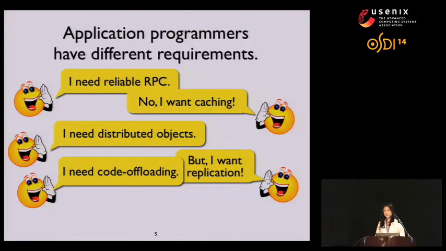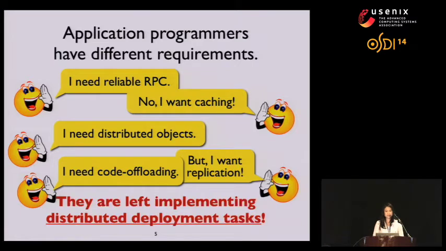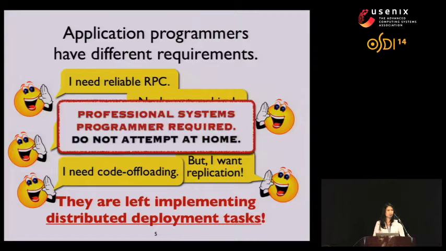And this has led to an interesting situation where application programmers implement the things that I have listed on this slide, which are complex distributed deployment tasks, directly in their application, or they use their application to stitch together a bunch of systems that provide these things. And this is really not a great situation. This code is hard to build, debug, maintain, and change.